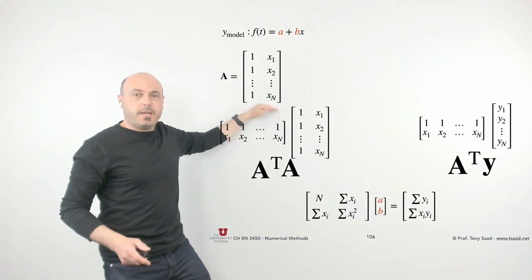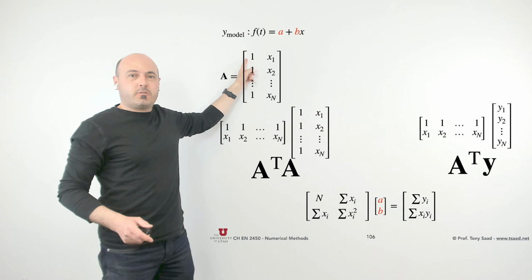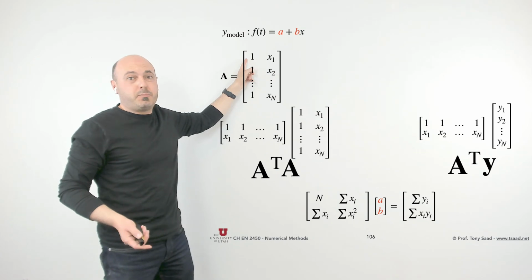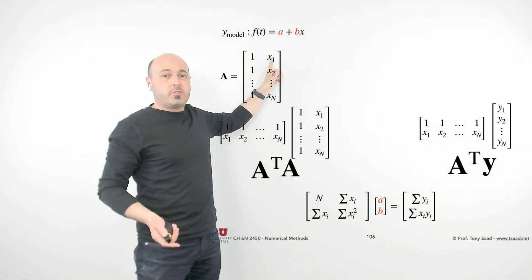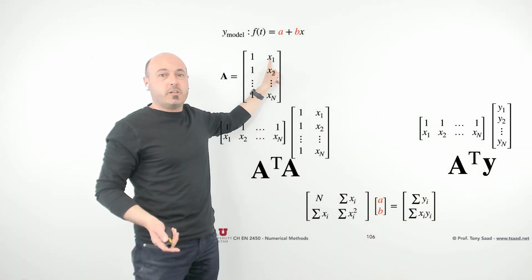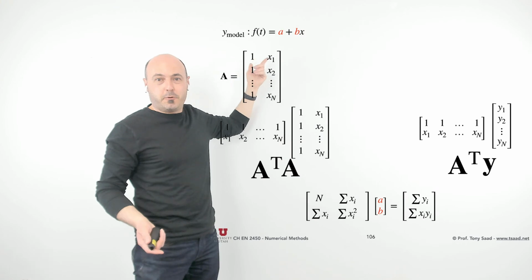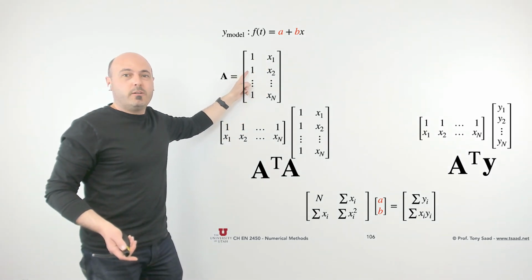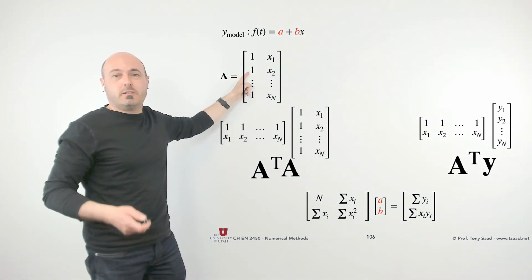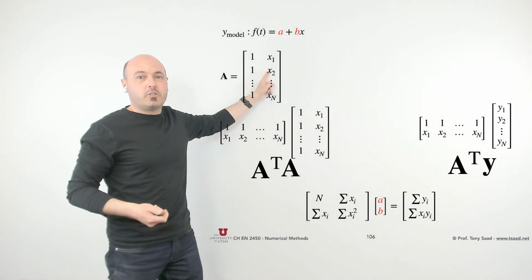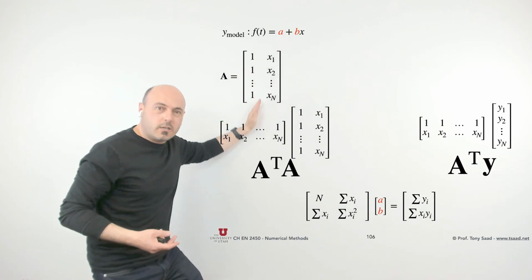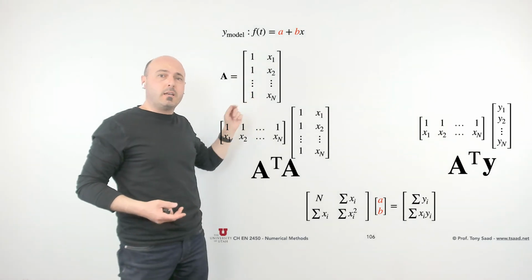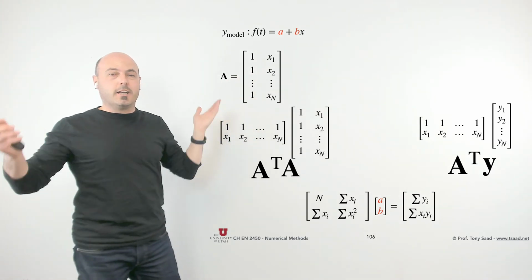Now start filling up the matrix. The first row is the first observation. Well, the first basis function is always 1, so it's always going to be 1. The second basis function is x, applied at the first observation, so it's going to be x1. Second row, again, for the first basis function, it's always 1. For the second basis function, it's x applied at the second observation, that's x2. Continue all the way to 1, xn. Once you have A, you're done.